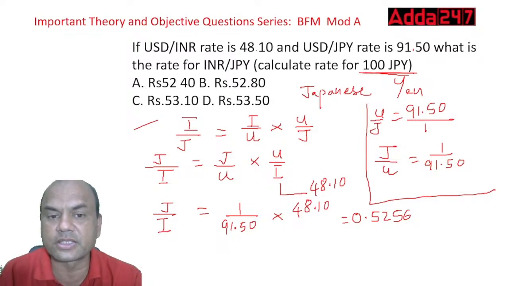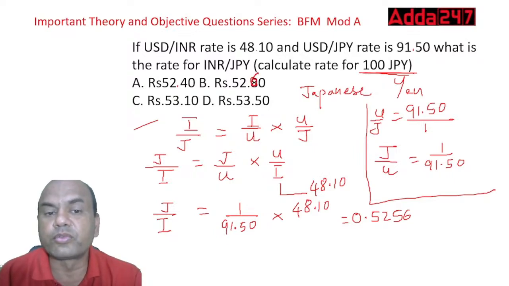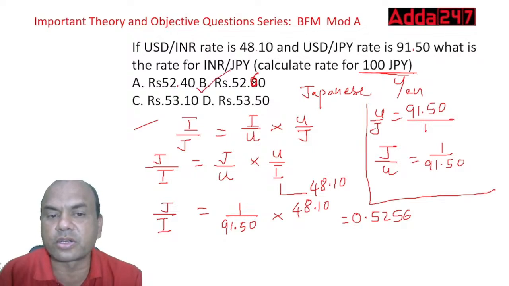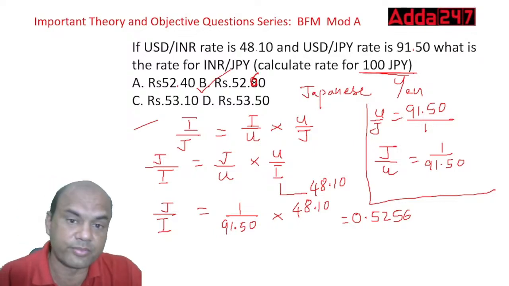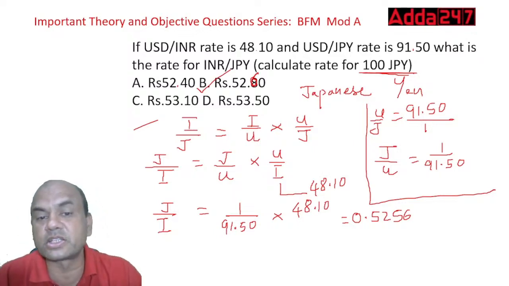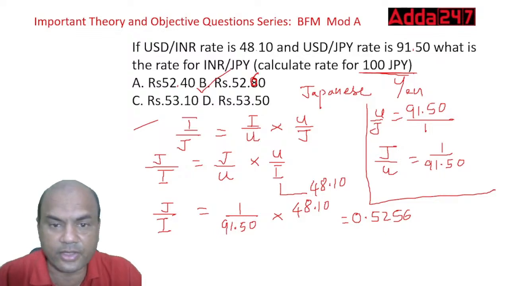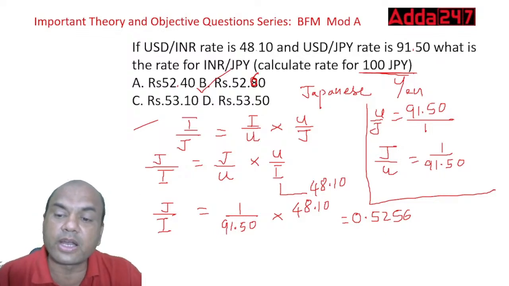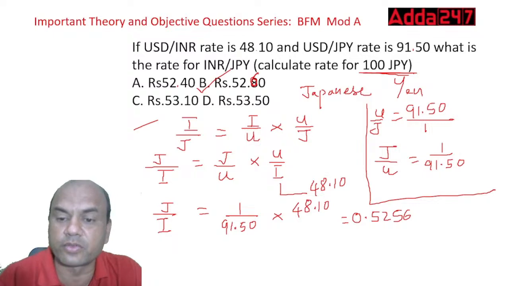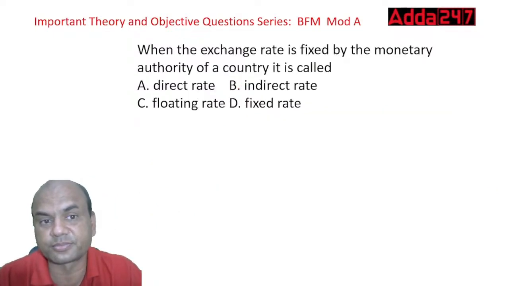Where's the answer? Check this. They'll give you 52.56 or 52.60, so this will be around 52.60 roughly. In the exam they'll give you the exact answer over here. So it will be 52.60 or 52.56, whatever this rate is. Got it? Always do it for hundreds. JPY is always calculated in terms of hundreds.